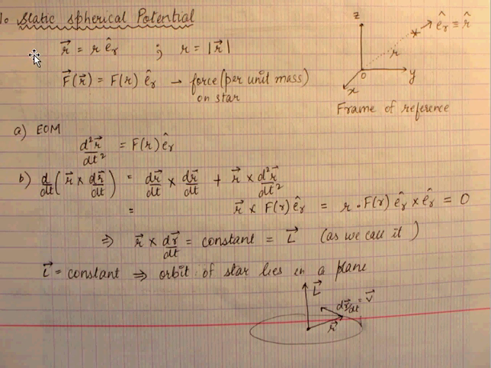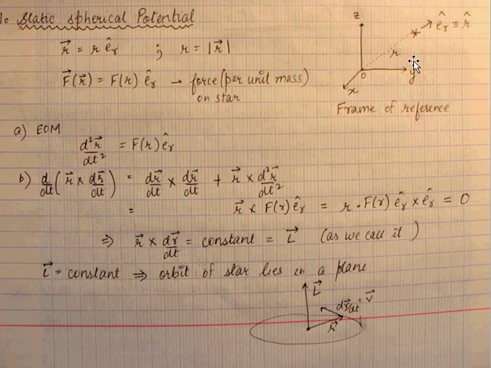So let's consider our first potential example, which is the static spherical potential, right? This is the easiest potential that you can imagine. And since it's a spherical potential, we'll be restricting ourselves to spherical coordinates, because in spherical coordinates, our mathematical equations would become most simple and most easy to visualize and to solve, right?